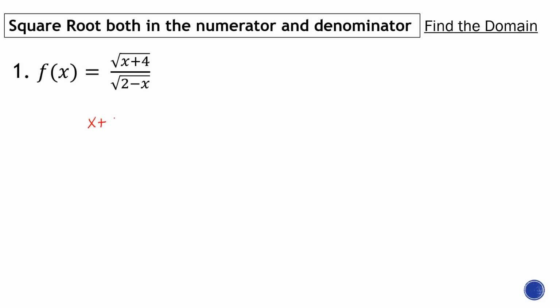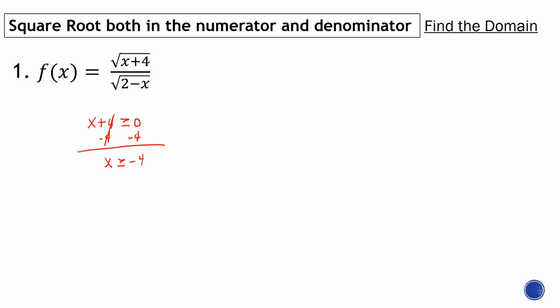So this is how we set it up. x plus 4 is greater than or equal to 0, which means it cannot be a negative number. It can be 0 or positive. So subtract 4 on both sides. This will be x is greater than or equal to negative 4.